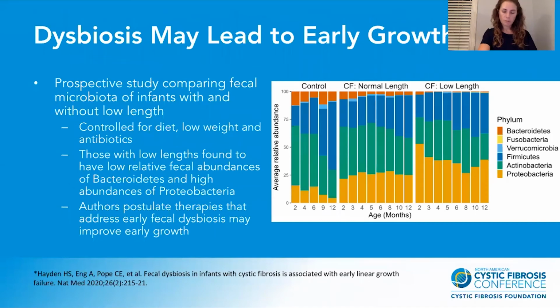Hayden et al. completed a prospective study collecting fecal samples from 207 infants with CF from the BONUS study and compared their fecal microbiota to that of age-matched healthy controls. The authors controlled for diet, low weight, and antibiotics. They found that those with low length had low relative fecal abundances of Bacteroidetes and high abundances of Proteobacteria. Furthermore, the authors found that dysbiosis was most pronounced among those with CF and low length. The authors raised the possibility that therapies to address the dysbiosis may improve early growth.